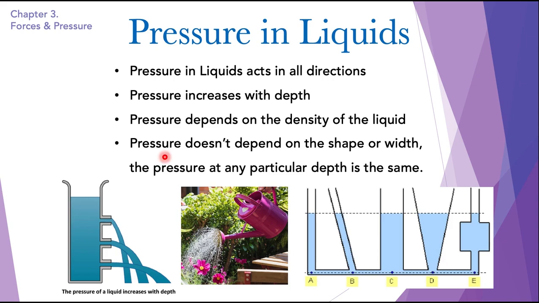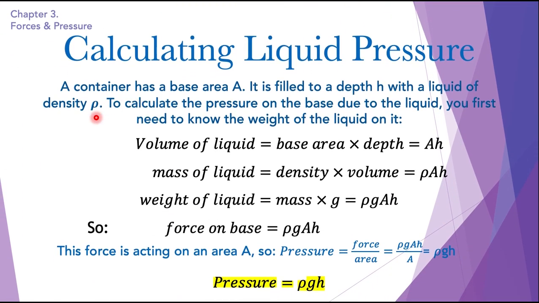Now let's look at how we can calculate liquid pressure. So here we have a question. A container has a base area A, and this container is filled to a depth h with a liquid of density P. So to calculate the pressure on the base due to the liquid, you first need to know the weight of the liquid on it. So first we're going to find out the volume of liquid. How do we find the volume of liquid? We multiply the base area of the container with the depth of the container, which is Ah, as you can see. Then we find the mass of liquid.